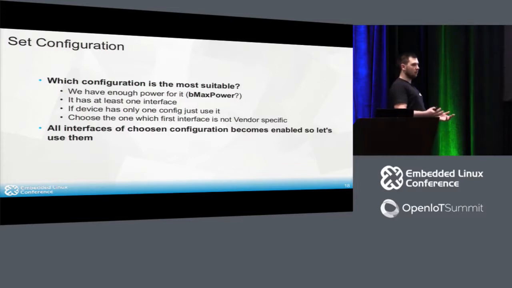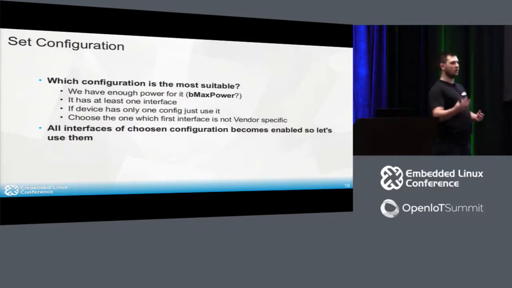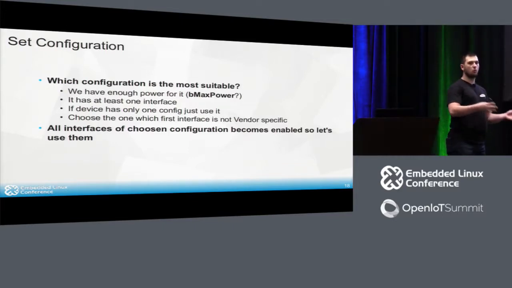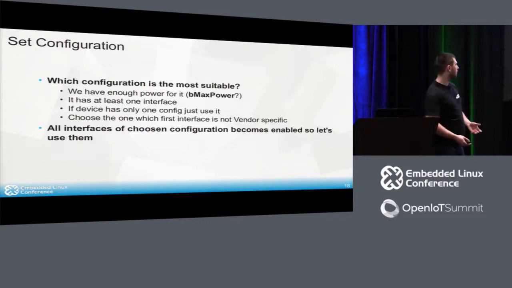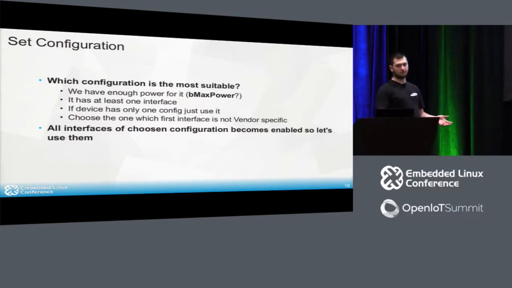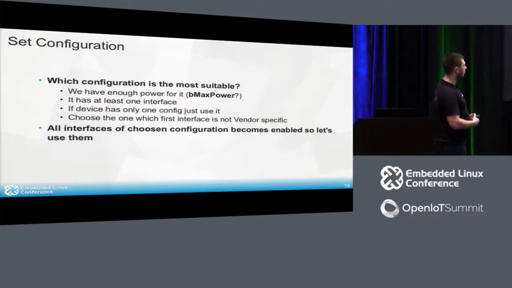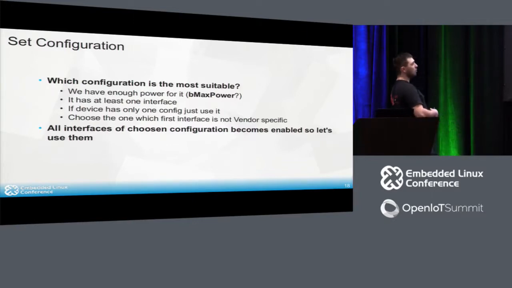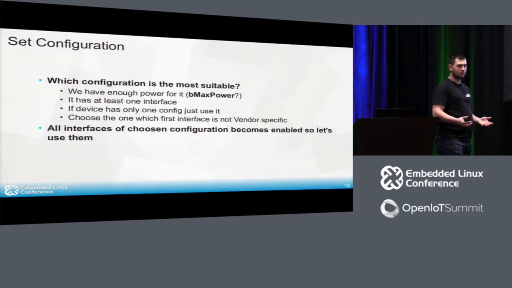When we discovered what our USB device really offers, we need to choose one of the available configurations. Well, how to do this? First of all, we need to have enough power for this configuration. We also have to check if it has at least one interface. If the device has only one configuration, there is no problem. We just simply take this one and go.